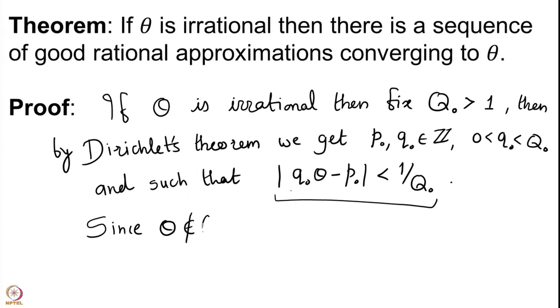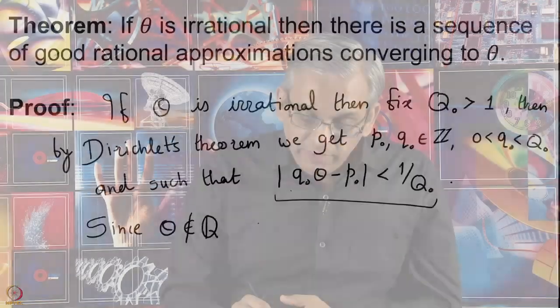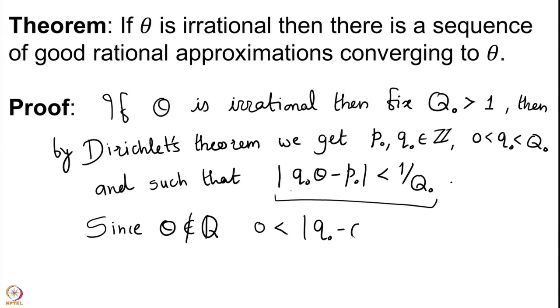Since theta is not in the rationals, this is the set capital Q with an extra line, the symbol reserved for the set of rational numbers, those which are quotients of integers and natural numbers. So, since theta is not a rational number, this will always be bigger than 0, because this quantity can never be 0. If this quantity is 0, it would mean that theta is equal to p0 upon q0, but p0 upon q0 is a rational number and theta is not a rational number. So, we therefore get this inequality.